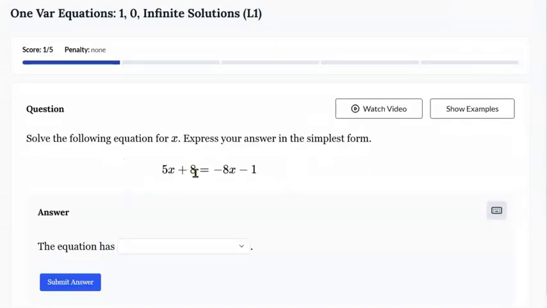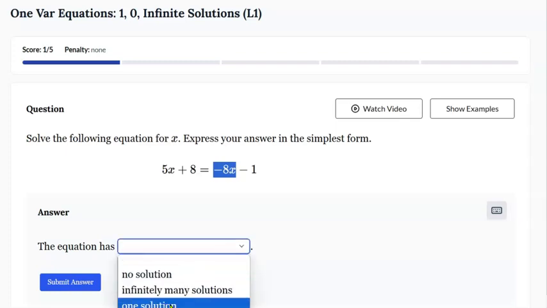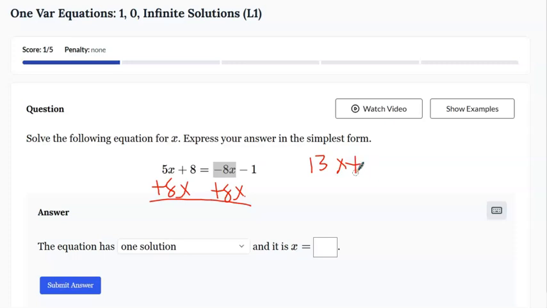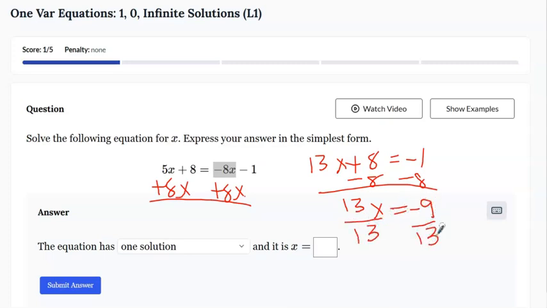Again, eliminate any extra terms on each side. Look at your x variables. Are they a match? No. Then you definitely have one solution. You'll need to compute in order to find out what that one solution is. So 13x plus 8 is equal to negative 1. Subtract 8 from both sides. 13x is equal to negative 9. Divide both sides by 13, and there's our answer, a fraction. Leave it as a fraction.